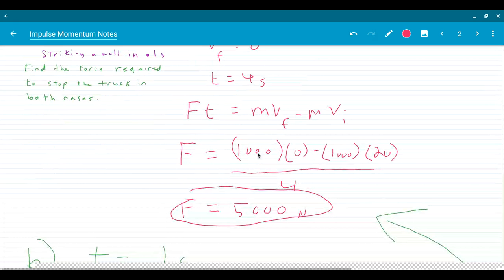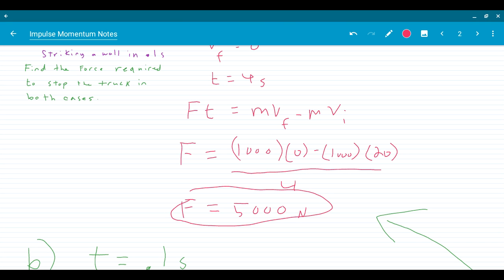So if we use the impulse momentum theorem and solve for F by dividing t over, we could see if we plug in all those givens above, that there'll be a 5,000 Newton stopping force on this truck in a normal braking situation. And yeah, that's a kind of large force, but even in regular normal braking, it is going to take quite a bit of force to stop a 1,000 kilogram truck.